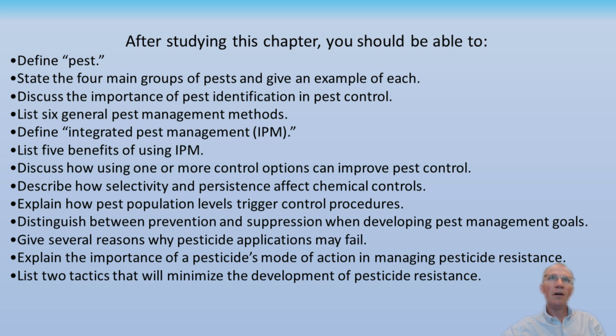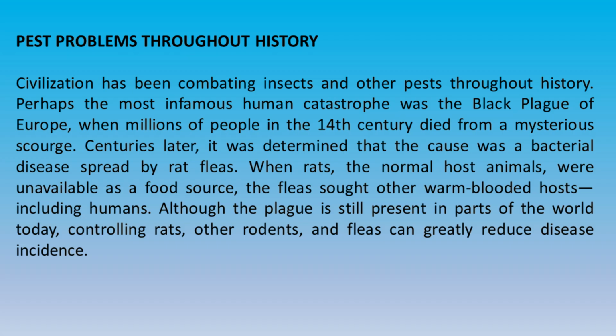improve pest control, describe how selectivity and persistence affect chemical controls, explain how pest population levels trigger control procedures, distinguish between prevention and suppression when developing pest management goals, give several reasons why pesticide applications may fail, explain the importance of a pesticide's mode of action in managing pesticide resistance, list 2 tactics that will minimize the development of pesticide resistance.